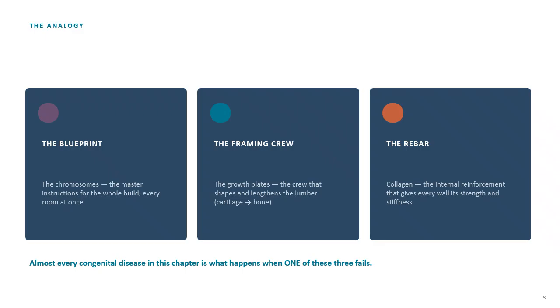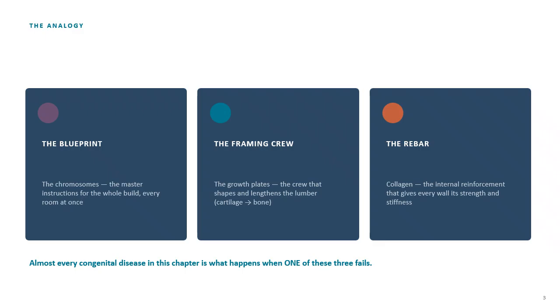So when the blueprint is altered in any way, that's going to affect not only the growth, it's also going to affect the bones themselves. So if the blueprint is altered, you might see that multiple body systems might be involved in what is being altered or affected.